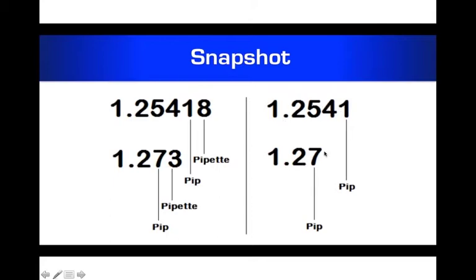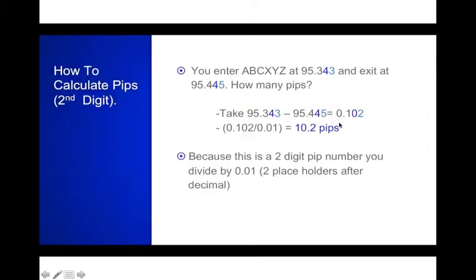So for pips, neglect the fifth or the third number after the decimal place. For example, you enter this ABCXYZ at 95.343 and exited at 95.445. How many pips? Don't forget, this is a yen pair. You neglect this last number, which is the pipette, and you only count 2 decimal places. So if you do that, your calculation will be 0.102, which means you have just made 10 pips.